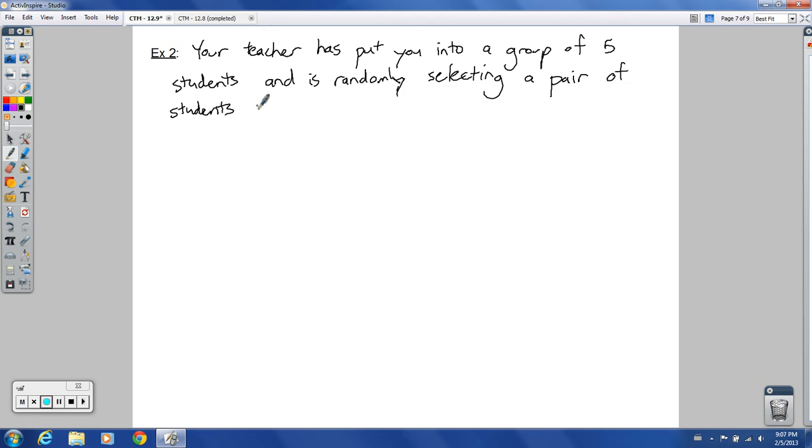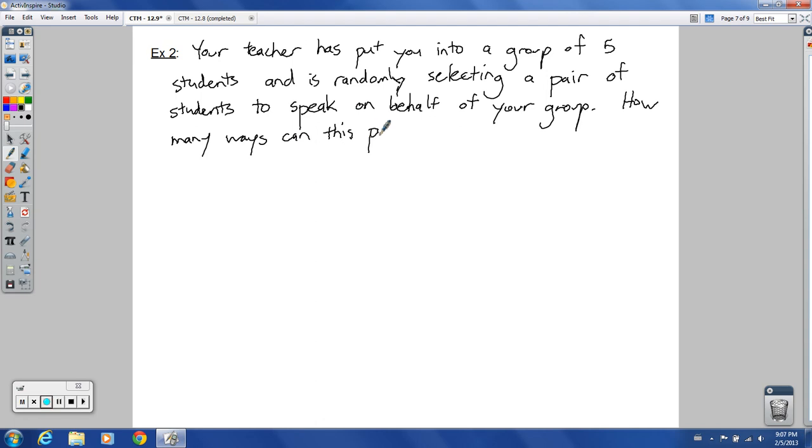Apparently you're given some presentations here because they're going to speak on behalf of your group. How many ways can this pair be selected? Question mark. That is the question. So what's our solution? How do we solve something like this?